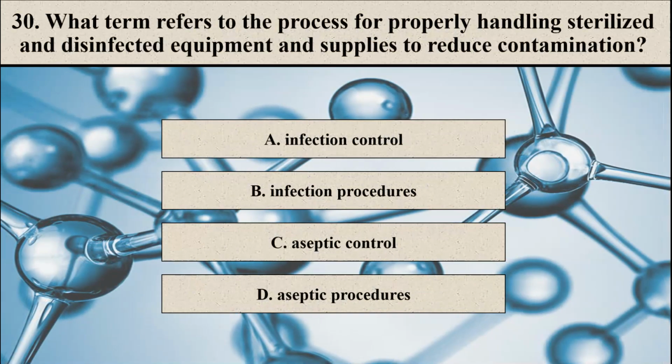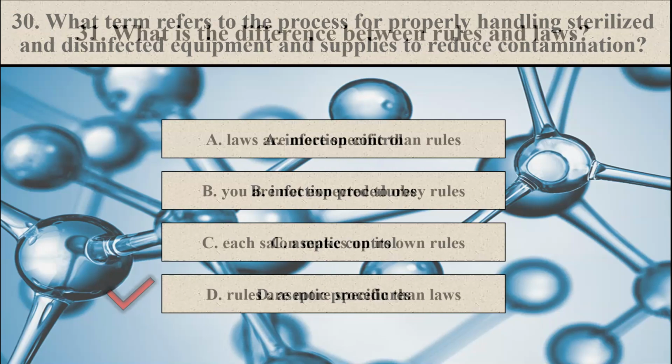What term refers to the process for properly handling sterilized and disinfected equipment and supplies to reduce contamination? Infection control, infection procedures, aseptic control, aseptic procedures. If you chose D, aseptic procedures, you are correct.